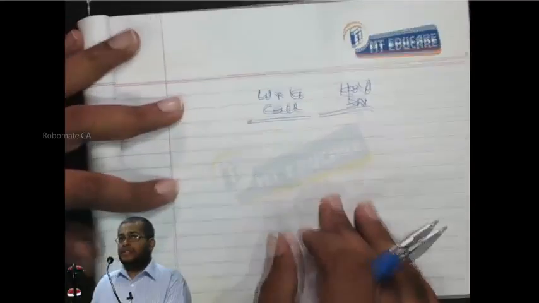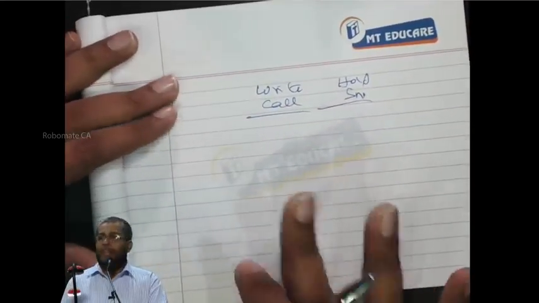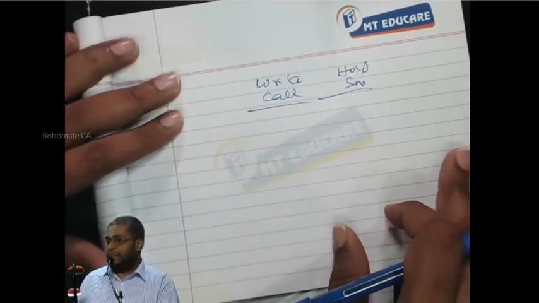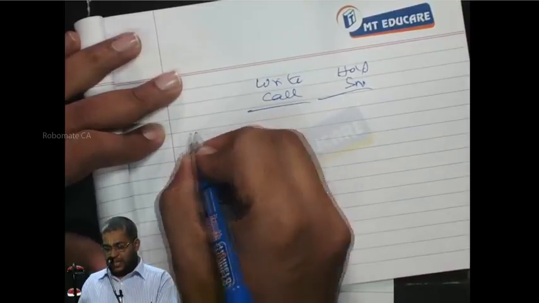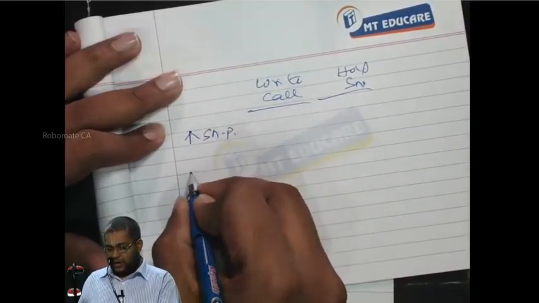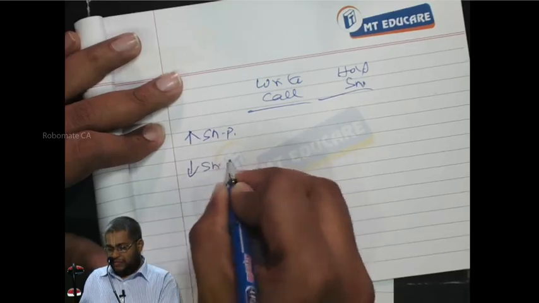Okay. Now, see. Tomorrow on maturity date, only two things can happen. Share price can increase, share price can decrease. Two things here: increase in share price, and next, decrease in share price.